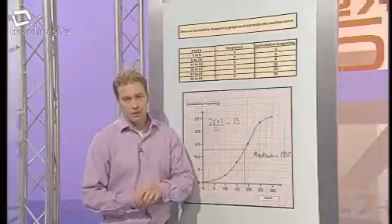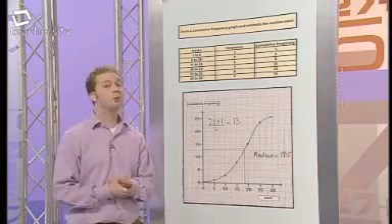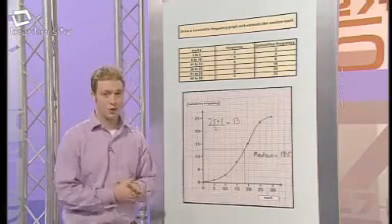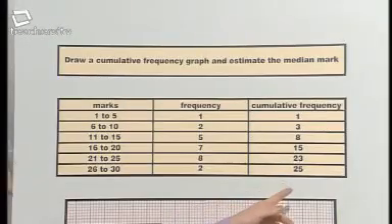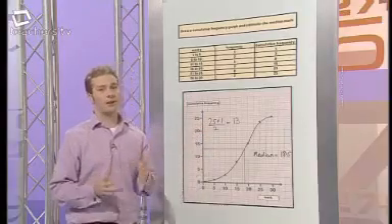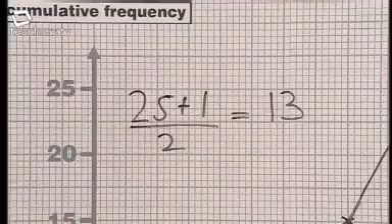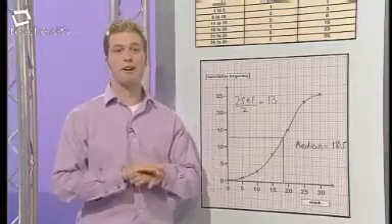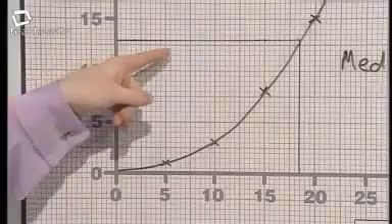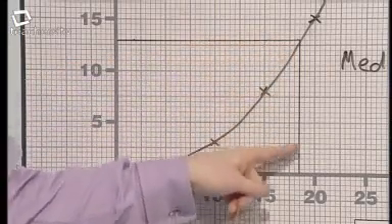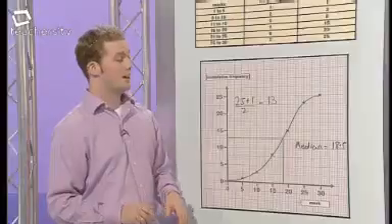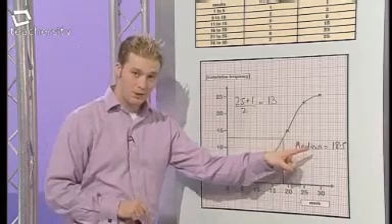Now, I plotted the same graph as Katie, and to find the median, I also started by taking the highest value of the cumulative frequency, which is 25. Added 1, divided by 2 to give me 13. To find the 13th value, I read across from 13 on the vertical axis to the curve and down to the horizontal axis, giving me a median mark of 18.5.